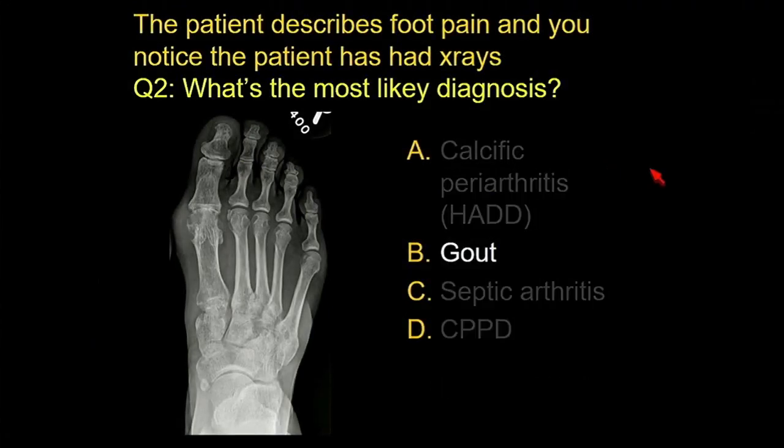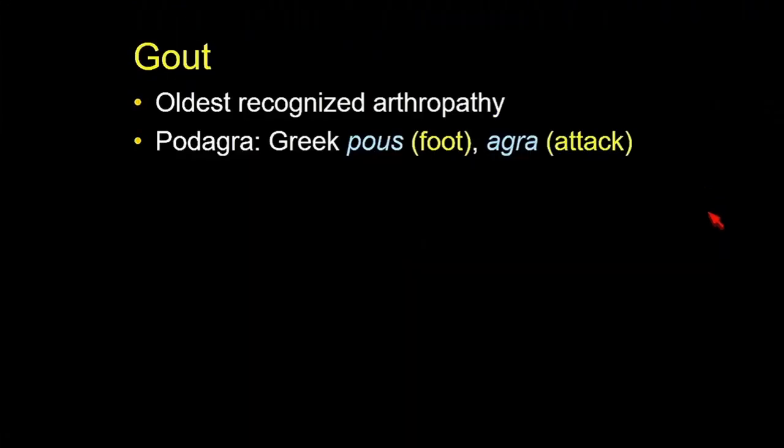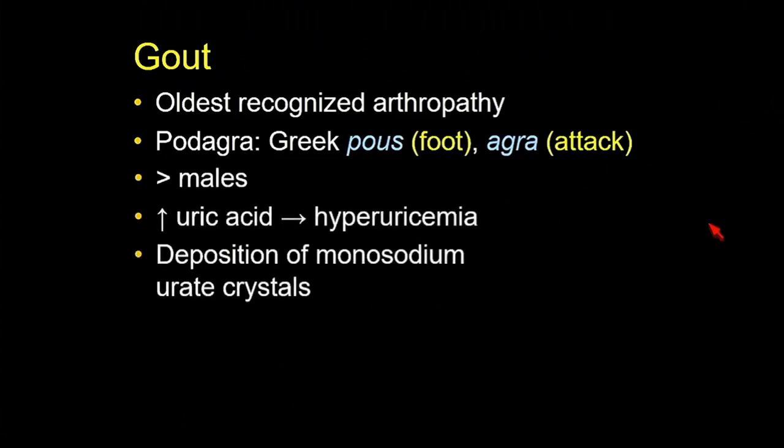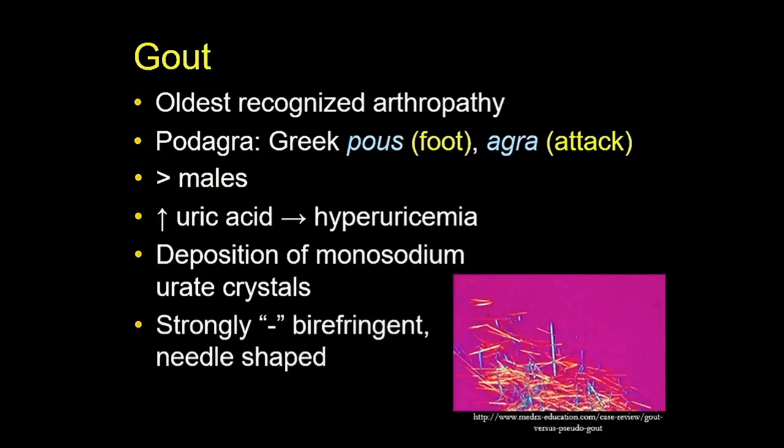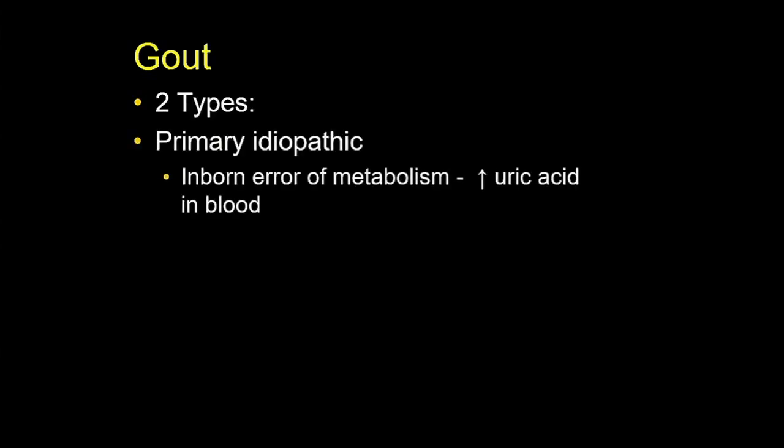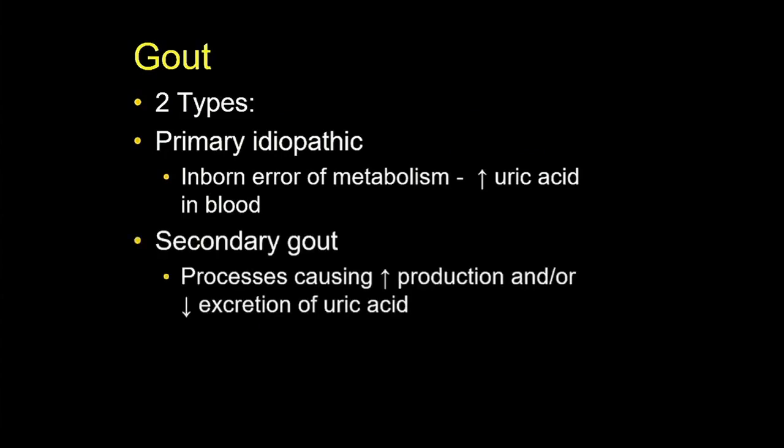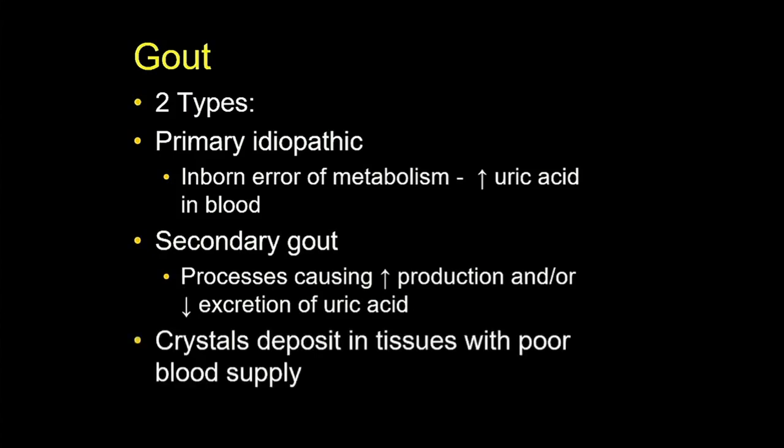So, gout. Gout is really the oldest recognized arthropathy. It's more common in males, and it's due to hyperuricemia, or increased uric acid in the blood, which leads to the deposition of monosodium urate crystals. These crystals are strongly negatively birefringent on polarized light microscopy. There are two types. The first is primary or idiopathic, which is due to an inborn error of metabolism. And there's a secondary form, and both of these would lead to increased uric acid in the blood. The crystals deposit in tissues with poor blood supply.